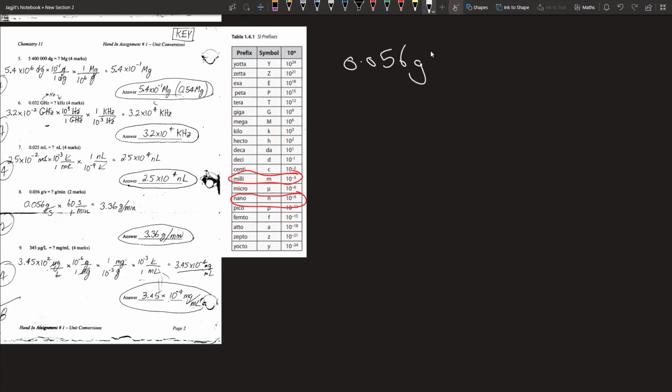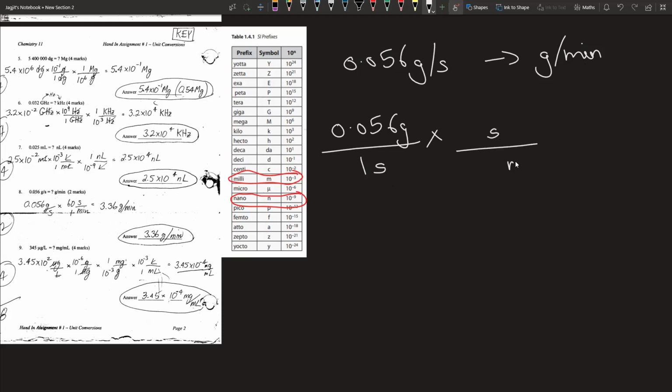0.056 grams per second. And they want me to change it to grams per minute. Okay, so let's write this. We have 0.056 grams per second, which means you can say per 1 second. They want me to change it to grams per minute. So grams is fine at the top, but I want to convert seconds to minutes. So guys, now look, seconds is at the bottom. You have to put minute at the bottom. You see, it's grams per minute, so we need minute at the bottom.